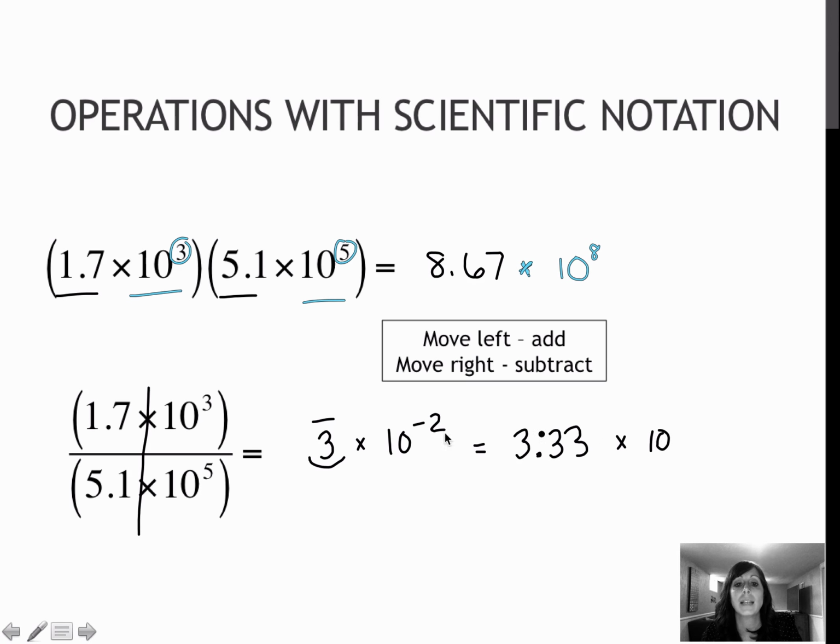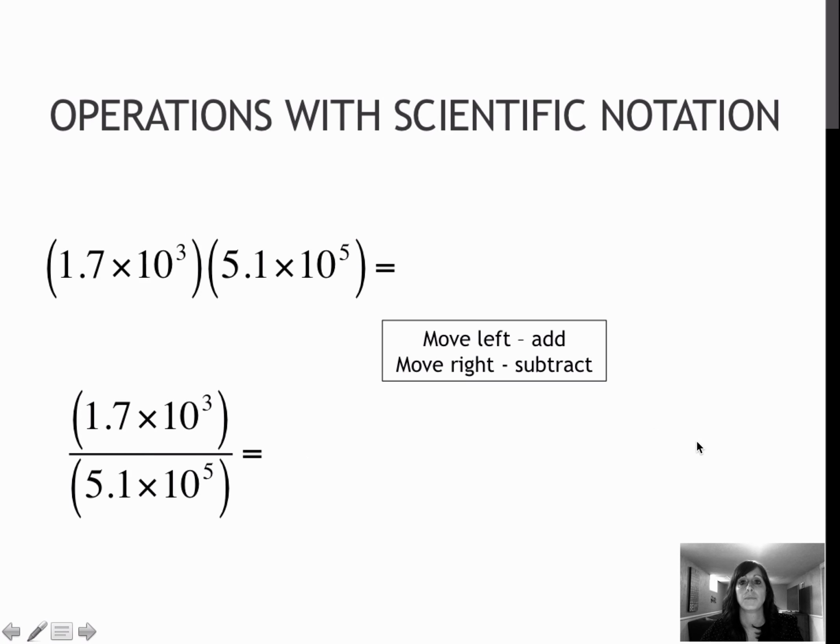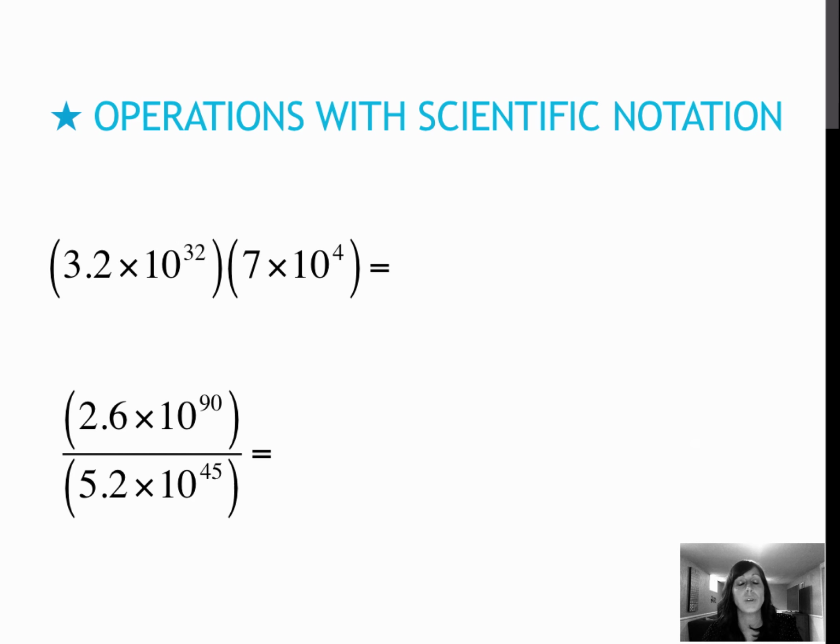And because I moved it to the right one position, I have to subtract 1 from the exponent, so 10 to the negative 3, because I would have to move it one more position in order to get it back to where I started. So 3.33 times 10 to the negative third. Try these two on your own using the same concept, then press play to see how you did.